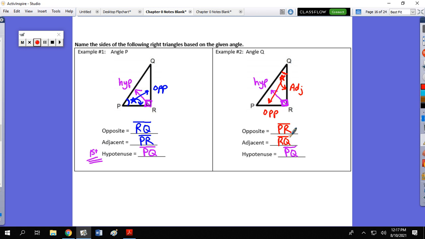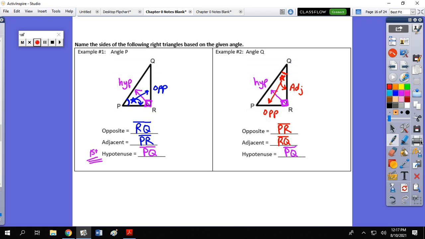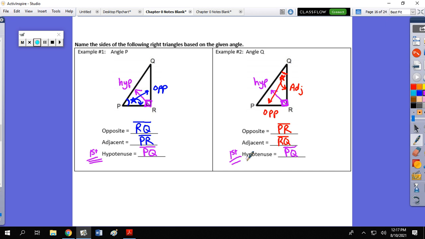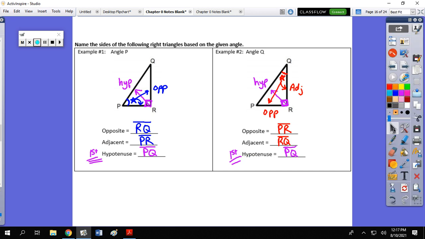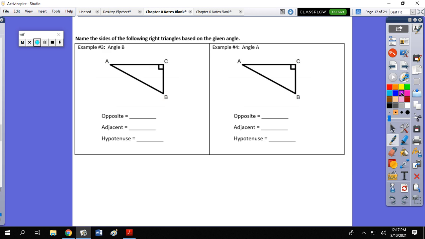So notice how opposite and adjacent switched when we switched from one angle to the other. Alright, so that brings us to our next example. I'd like you to pause the video and try it on your own, then resume the video and see how you did. So here's the next triangle.